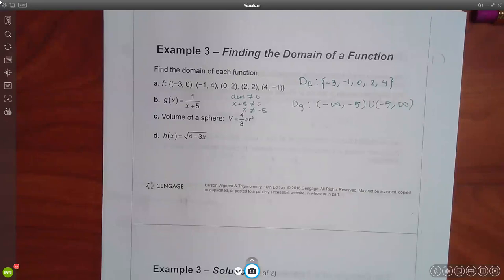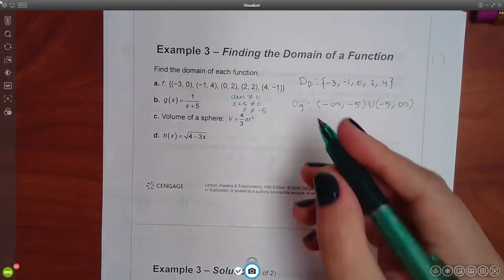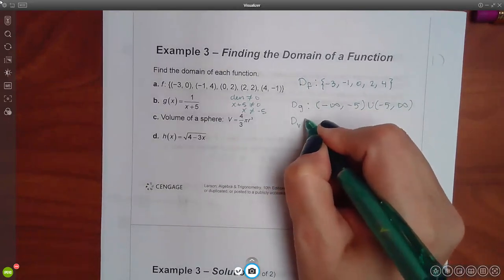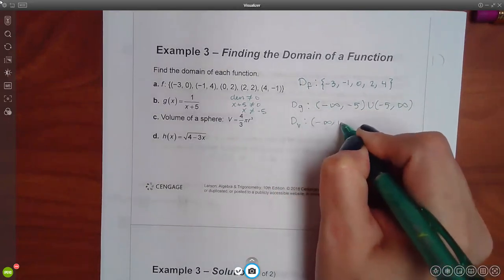Okay. Here they give me another equation. But does this one have any fractions? Does this one have any even radicals? Doesn't have any radicals at all, right? So when it's like that, automatically the domain of B is going to be negative infinity to infinity.